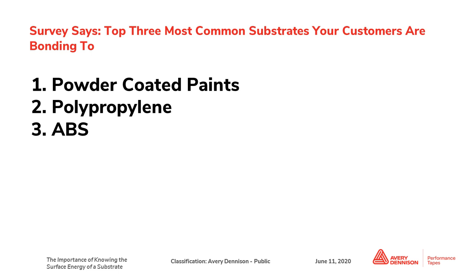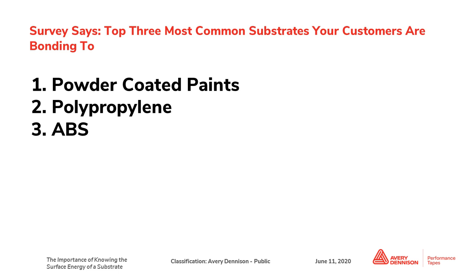Okay, and I think Deanne had sent out a survey and would like to bring up what we asked for there. Yep, thanks, Scott. So during the registration process, we asked what are the top three most common substrates your customers are bonding to? And listed on the screen, number one, powder-coated paints, number two, polypropylene, and number three, ABS. So Scott, can you comment on each of these surfaces? What type of surface energy each of these surfaces are, and what type of applications they're typically used in, please? Yes, absolutely.